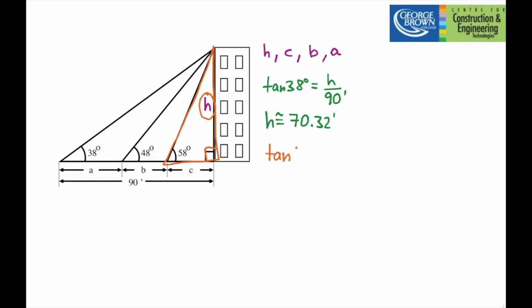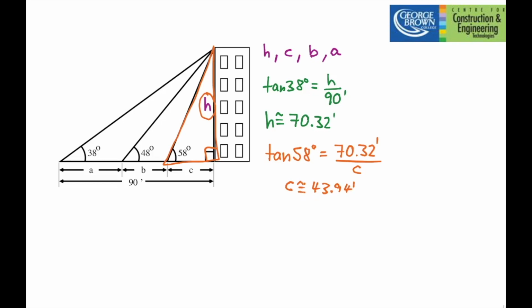So we're going to have here tan 58 is going to be h over c. But we know what h is. H is 70.32 over c. Remember in the previous video we would switch these two terms and divide the answer. So I'll just state what the answer is for c. I got 43.94. And that's in feet.